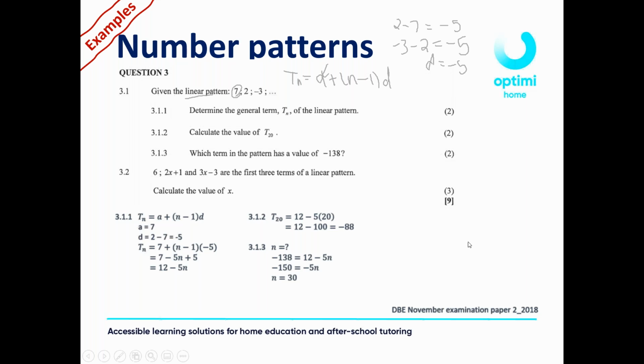Right. We can move over to question 3.2. So 6, 2x plus 1, and 3x minus 3 are the first three terms of a linear pattern. Now, this is very important information that they've given us, because this gives us a clue as to how we can go about working with this information. And they want to find the value of x. So, firstly, you need to say this is term 1.